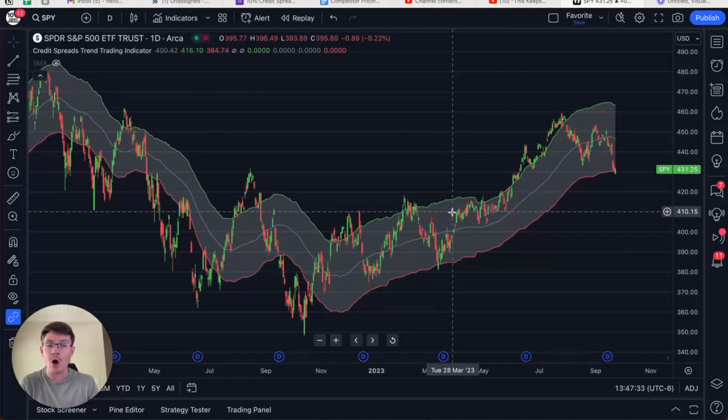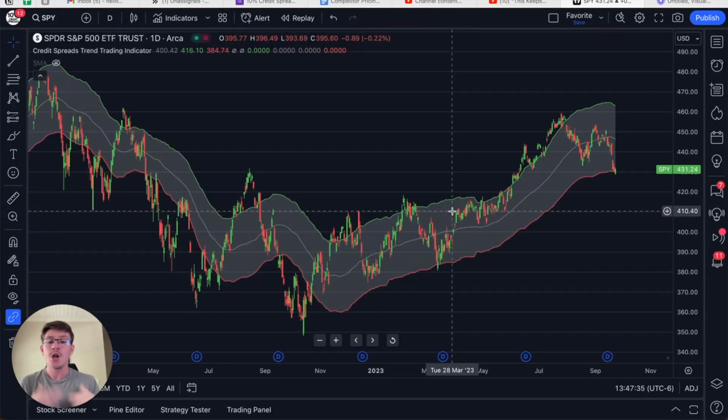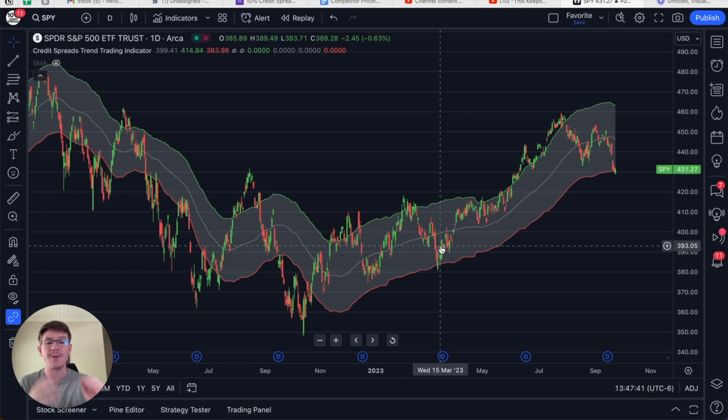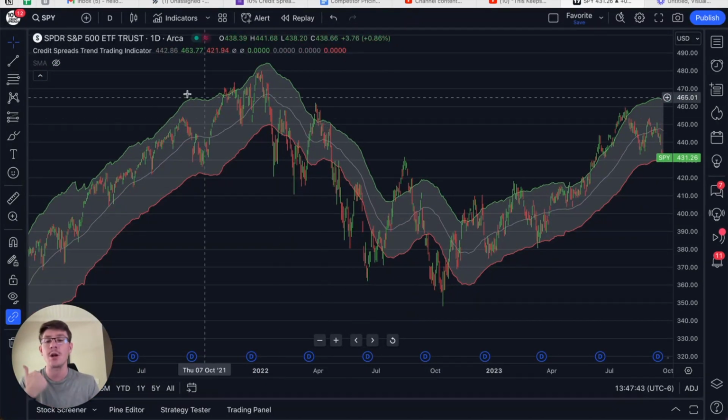So now we can also use this in another way to predict tops and bottoms. So now we can buy the bounces, sell the dip, sell the rips, all that different things we can do when we shorten up the time frame.